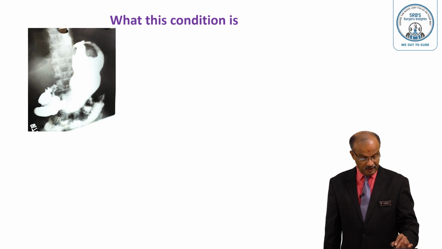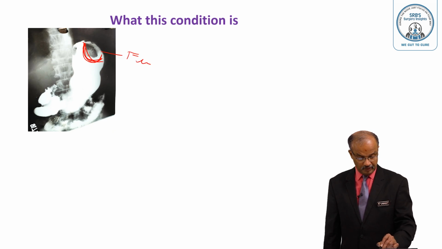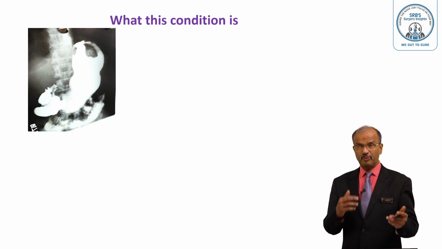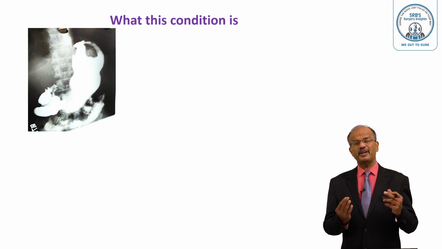You can see that there is a filling defect here in the fundus. This is the fundus of the stomach. There is a filling defect here. So what is this? This is the barium meal X-ray. So how to do a barium meal?